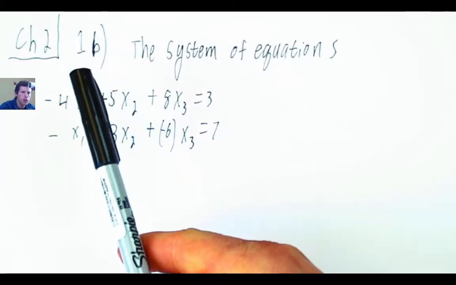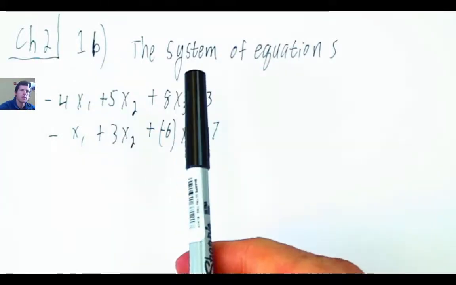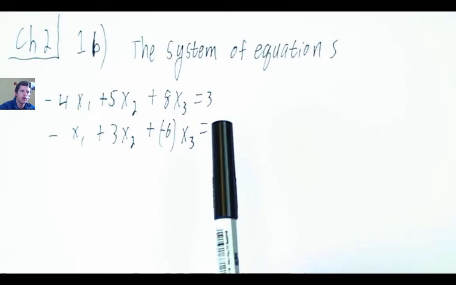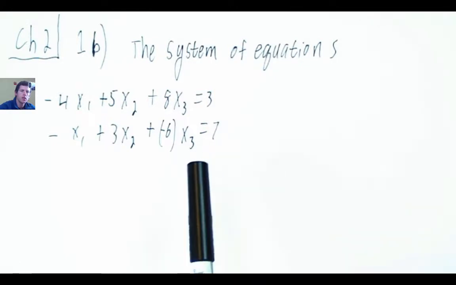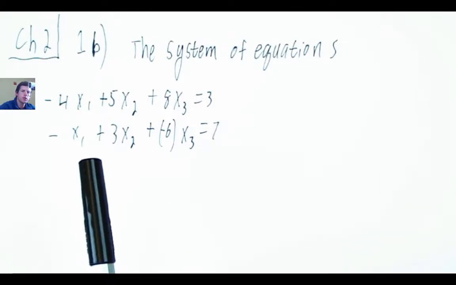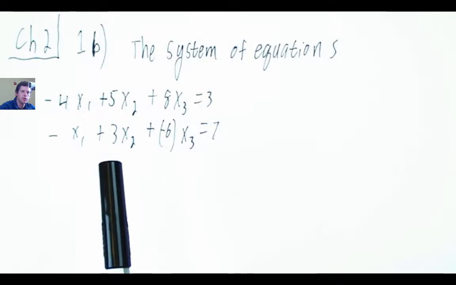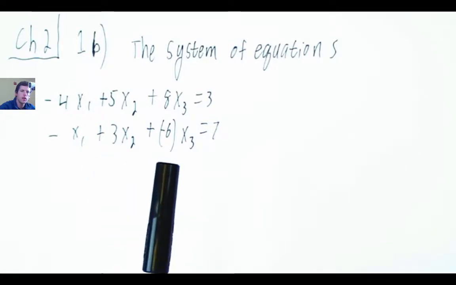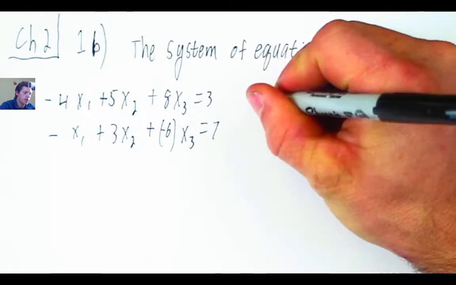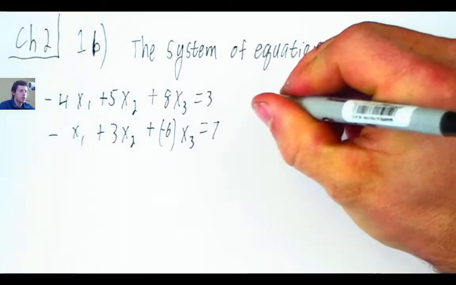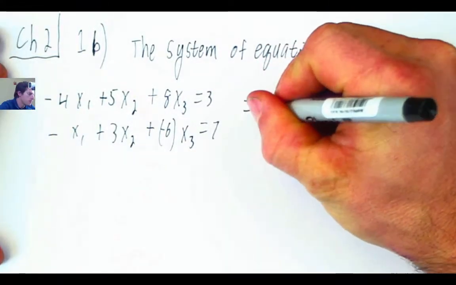Hopefully that looks like a 1b. I'm in chapter 2, 1b. The system of equations. Now I have two equations. These variables are not x, y, and z, but x1, x2, and x3. So there's three variables. Okay, so I want to say that that system of equations is equivalent to something.